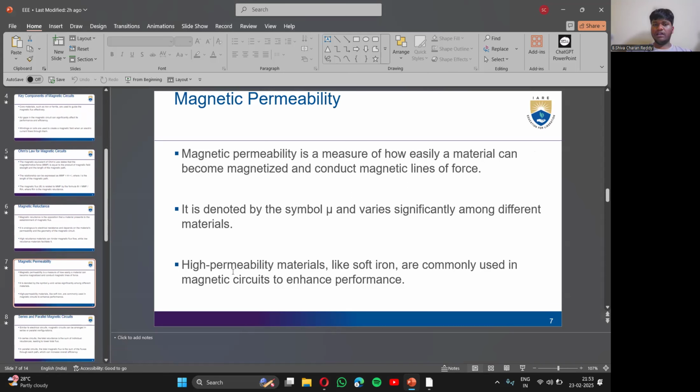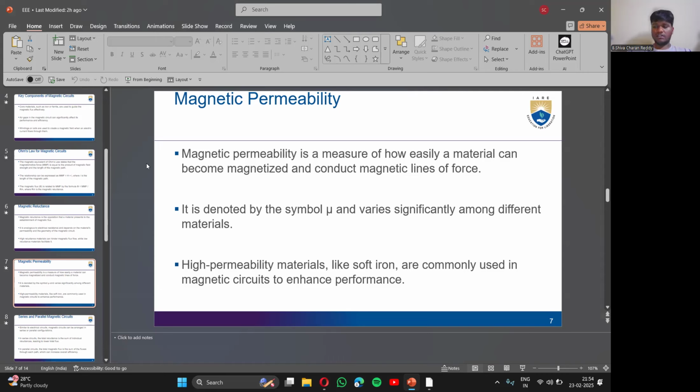Magnetic permeability. Magnetic permeability is a measure of how easily a material can become magnetized and conduct magnetic lines of force. It is denoted by the symbol mu and varies significantly among different materials. High permeability materials like soft iron are commonly used in magnetic circuits to enhance performance. Magnetic permeability is similar to conductance in electrical circuits, as it shows us how easily a material can conduct magnetic flux.